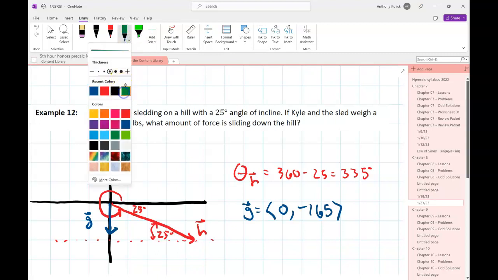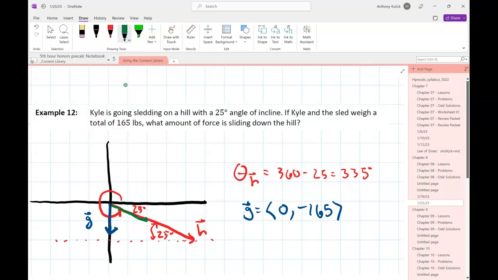And what we're looking for now is projecting G onto H. And then we're going to need the magnitude of that, because it's how much force. So we're going to project that gravity vector onto the hill, and then take the magnitude of it to figure out the quantity of force. Everybody's okay with what I've done there?